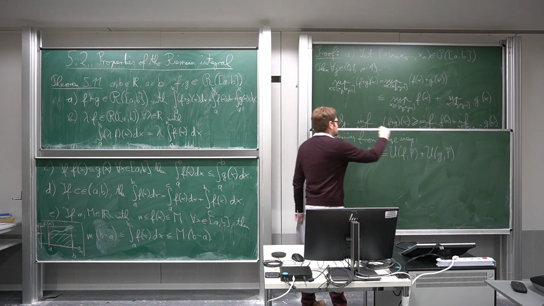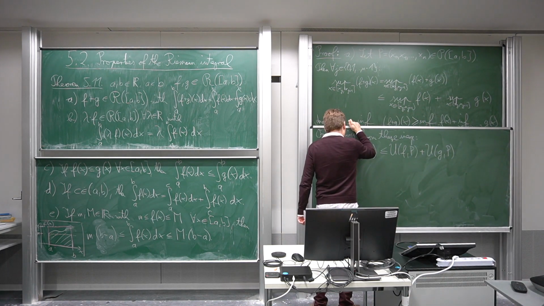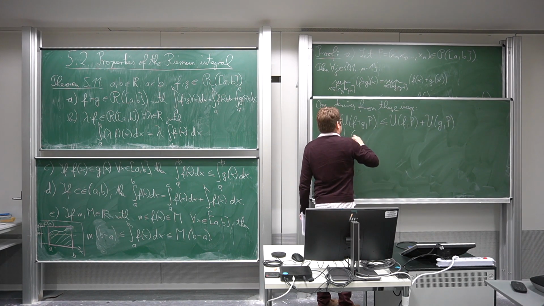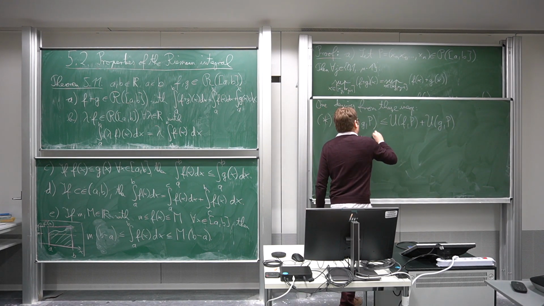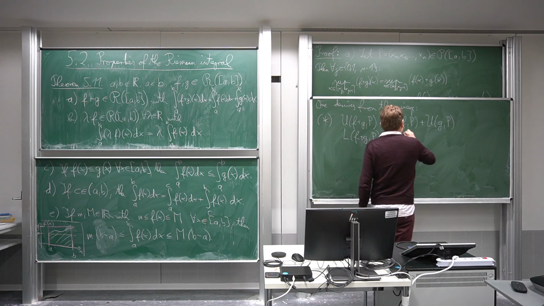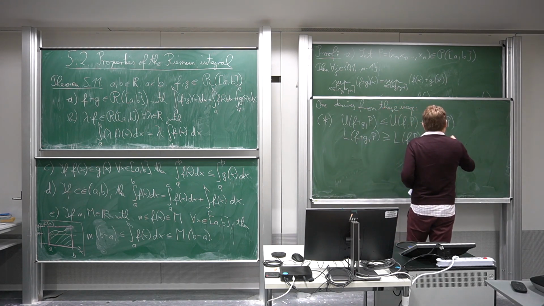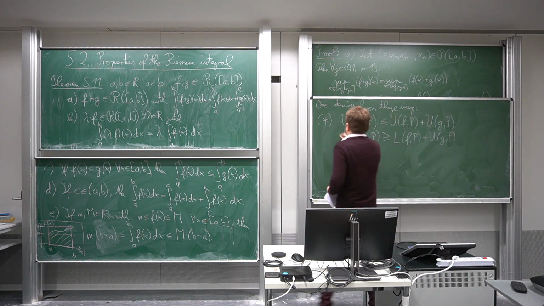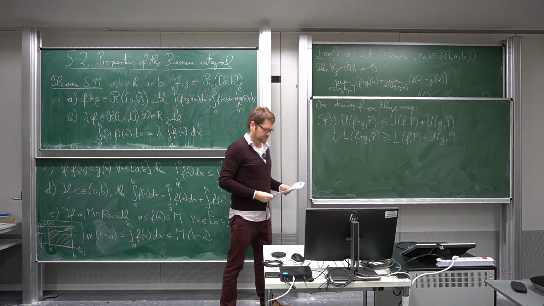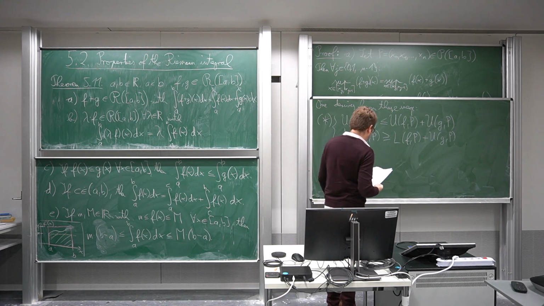And in the same way, we can use this infimum inequality that I've given here to show that the lower sum of f plus g with respect to P is bigger than or equal to the sum of these two lower sums. So with star, I want to denote both of these inequalities, to be precise.